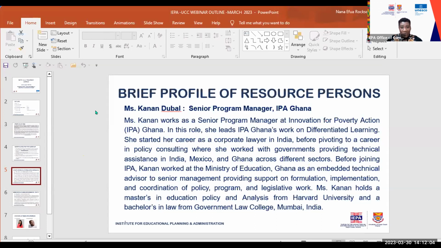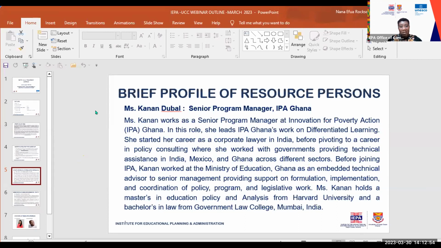So Ms. Kanan works as a Senior Programs Manager at Innovation for Poverty Action, IPA Ghana. In this role, she leads IPA Ghana's work on differentiated learning. She started her career as a corporate lawyer in India before pivoting to a career in policy consulting, where she worked with governments providing technical assistance in India, Mexico, and Ghana across different sectors. Before joining IPA, Kanan worked at the Ministry of Education, Ghana, as an embedded technical advisor to senior management, providing support on formulation, implementation, and coordination of policy, program, and legislative work.